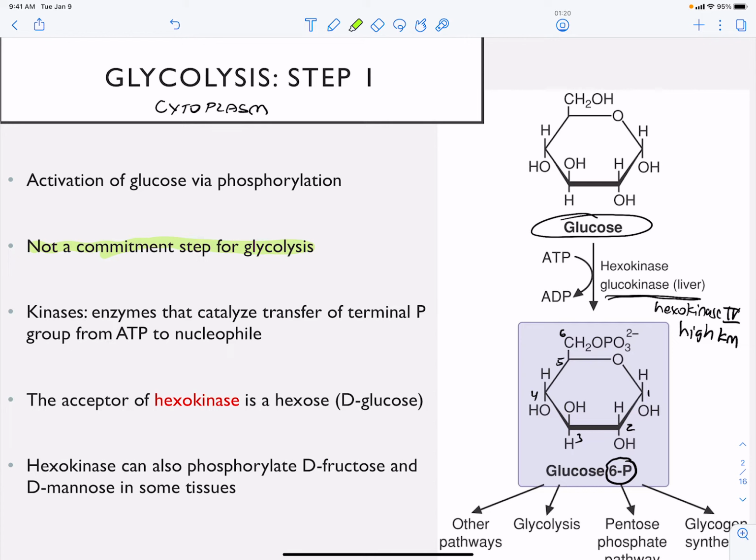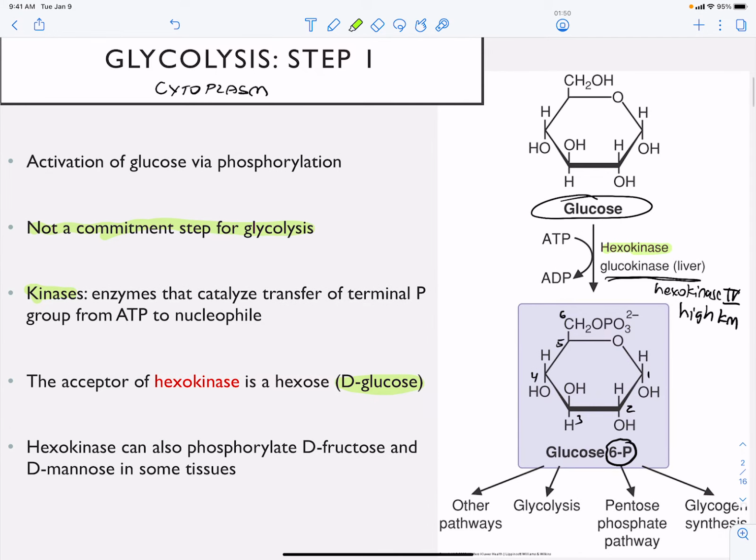We are going to have kinases that are going to add phosphate groups. So this is hexokinase, which is doing this. And the acceptor is going to be a D-glucose. Now, some hexokinases, especially glucokinase, can also phosphorylate fructose and mannose. And in liver, these sugars can get phosphorylated by the hexokinases, called fructokinase, for example.